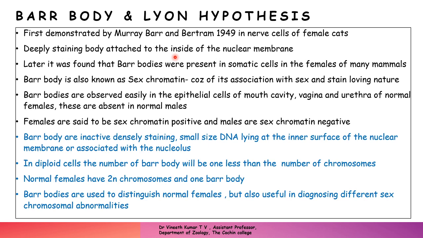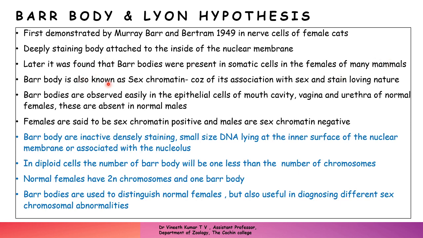When the nerve cells of the female cats were stained, what was seen was deeply stained bodies attached to the inner side of the nuclear membrane, and later it was observed that such structures were present in the somatic cells of the females of many mammals.